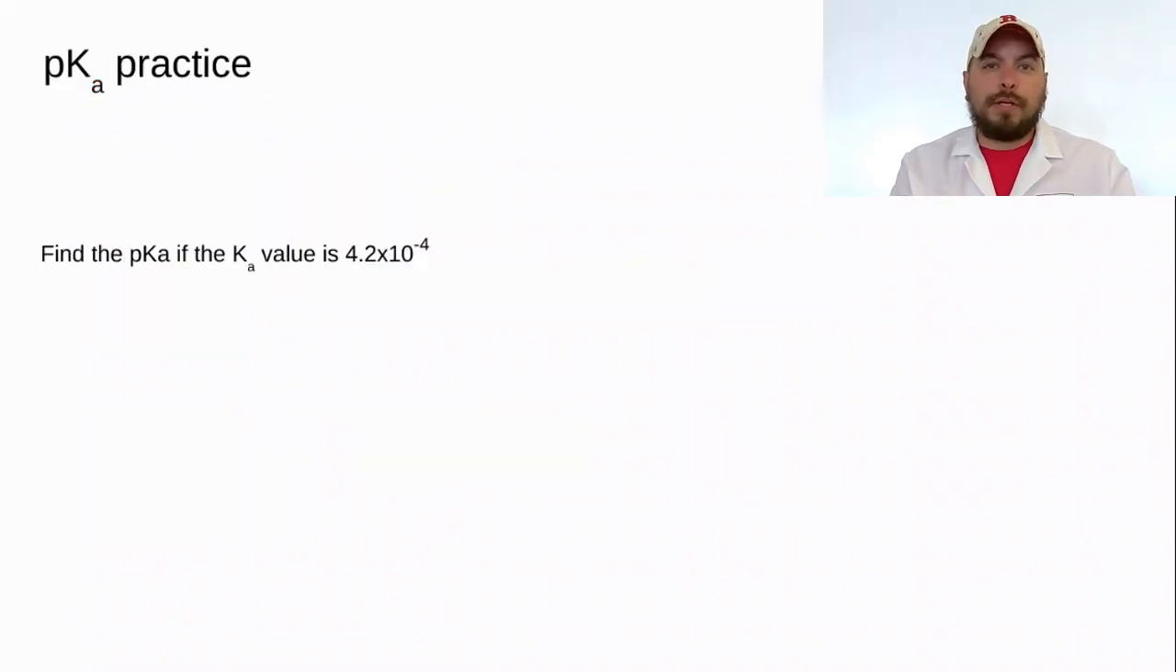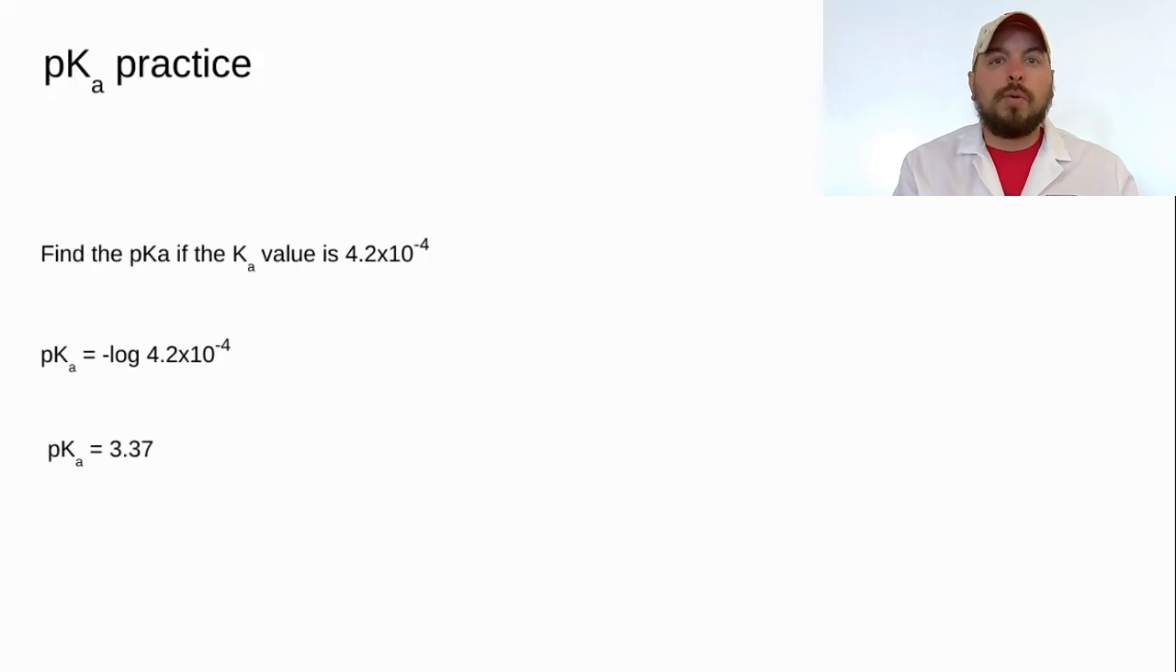For example, if I've got a Ka value that is 4.2 times 10 to the negative fourth, and I need to find the pKa, what I'll simply do is take the negative log of 4.2 times 10 to the negative fourth. That's going to give me my pKa value of 3.37. So again, just like we go from H plus concentration to pH, OH minus concentration to pOH, we're going to use Ka and Kb to find our pKas or pKbs. You might not always see it, but it's good to know it just in case you do.